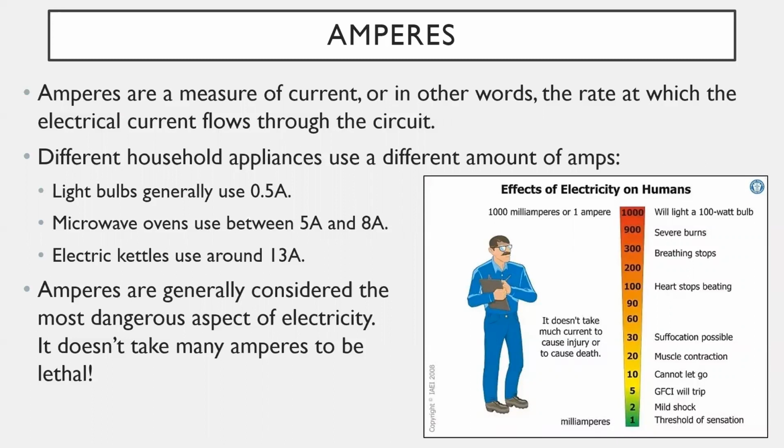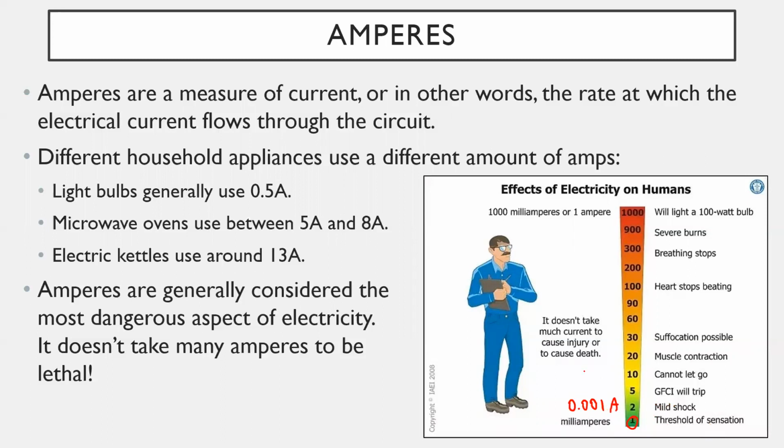Now, it actually doesn't take a lot of amps to severely harm a human being. This little picture that I found online shows it in milliamps. A milliamp is 1,000th of 1 amp. So this right down here would be 0.001 amps. Basically, at that many amps, that's where you're first going to start feeling something. At about 2 milliamps, so 0.002 amps, that's where you feel a little shock, okay?